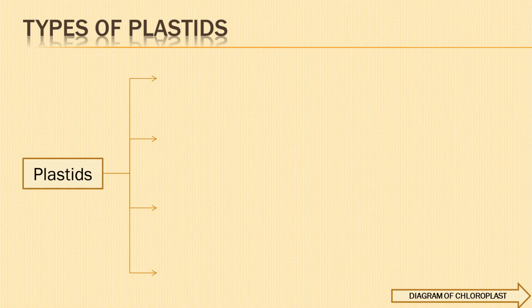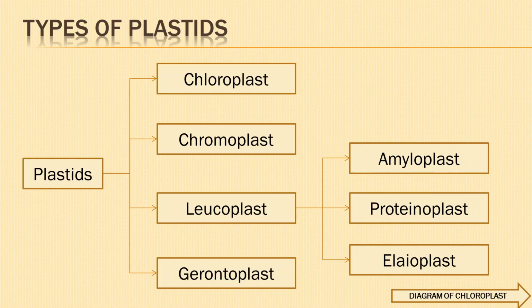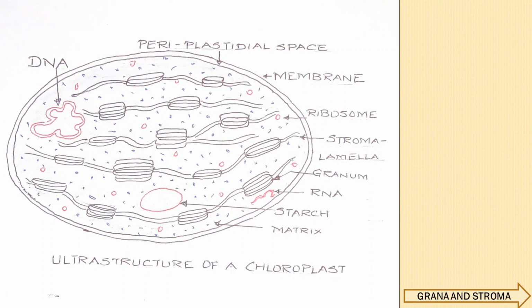Can you name the different types of plastids? They are chloroplast, chromoplast, gerontoplast, leucoplast. Leucoplasts are of three types: amyloplast, proteinoplast, elaioplast. Let us start with chloroplast. Just see the diagram carefully.